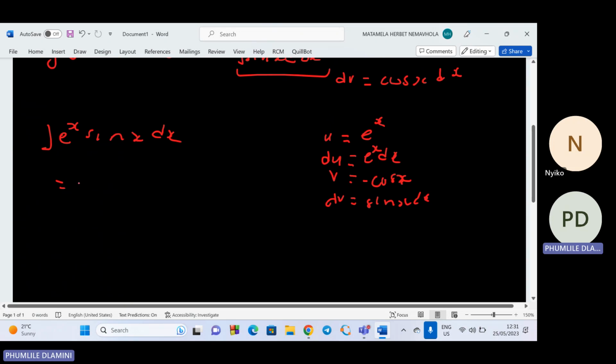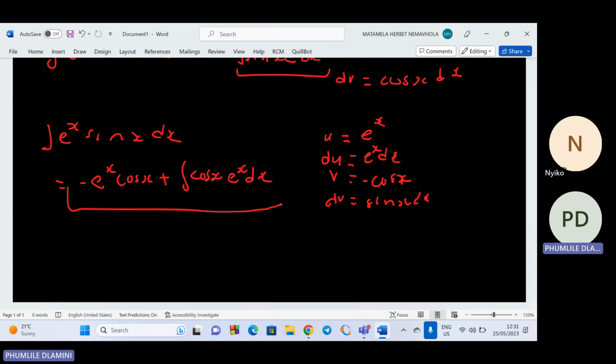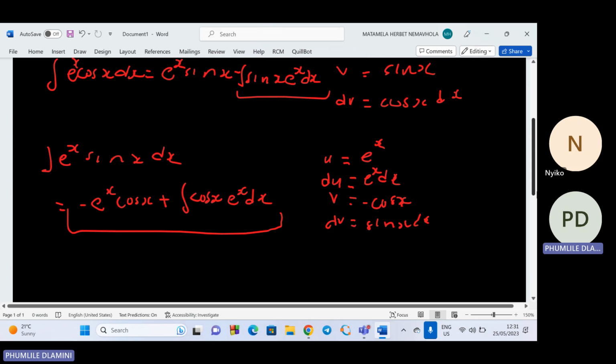uv, which is negative e to the power x cos x, minus the integral of v, which is negative, it can be plus here, cos of x, v du, e to the power x dx. So now we are going to take this back. When we take it back, we are going to take it with this integral. There is a reason why we are taking it back with the integral. So I'm going to copy exactly how it is here.